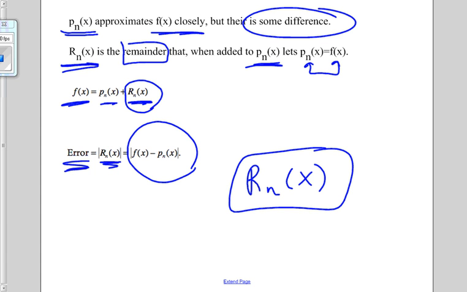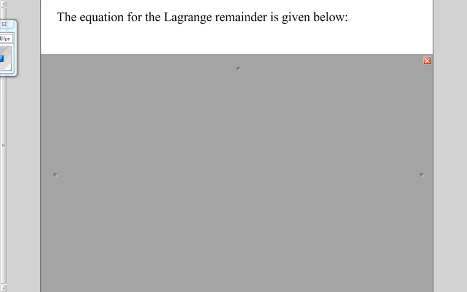And we are not going to go through the derivation of this. It's a pretty sophisticated proof. If you're interested, it's worth a little bit more research on your part and some conversations on our part. But instead, I'm just going to give you the equation for the Lagrange remainder. And again, the Lagrange remainder is our error. This is the difference between f of x and p sub n of x. That's what our Lagrange remainder equals.